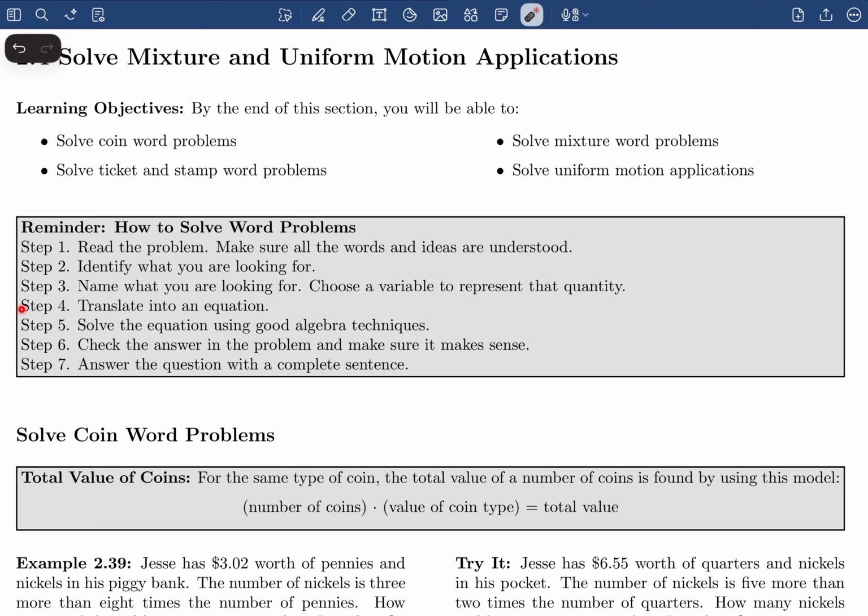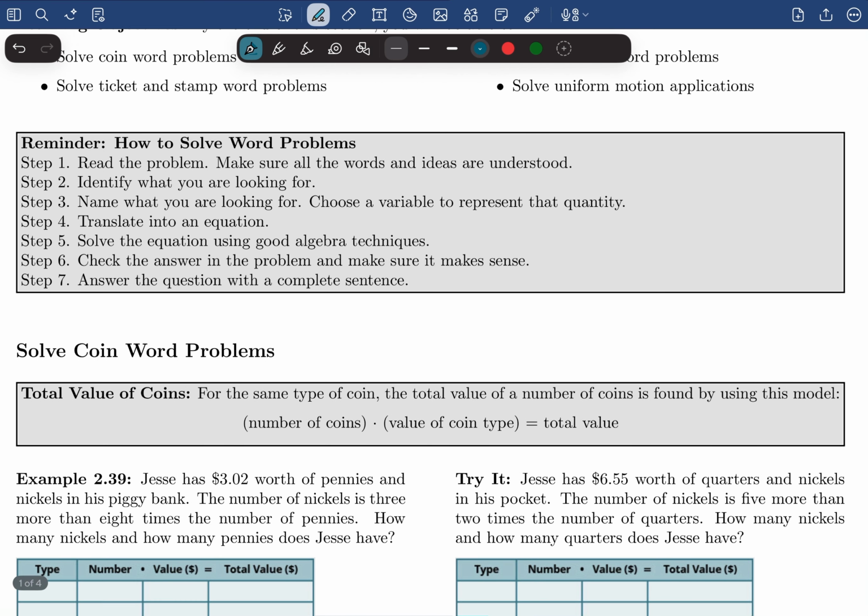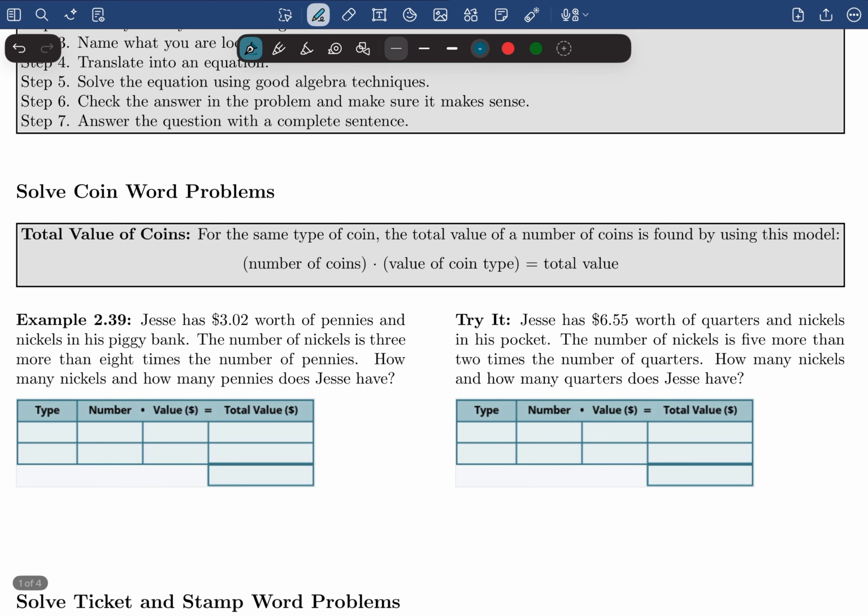Step 4, translate that into an equation. Step 5, solve the equation using good algebra techniques. Step 6, check the answer in the problem and make sure it makes sense. And step 7, answer the question with a complete sentence. We'll generally go through these 7 steps as we work through all of the word problems we have today. So let's start with a section on solving coin word problems.